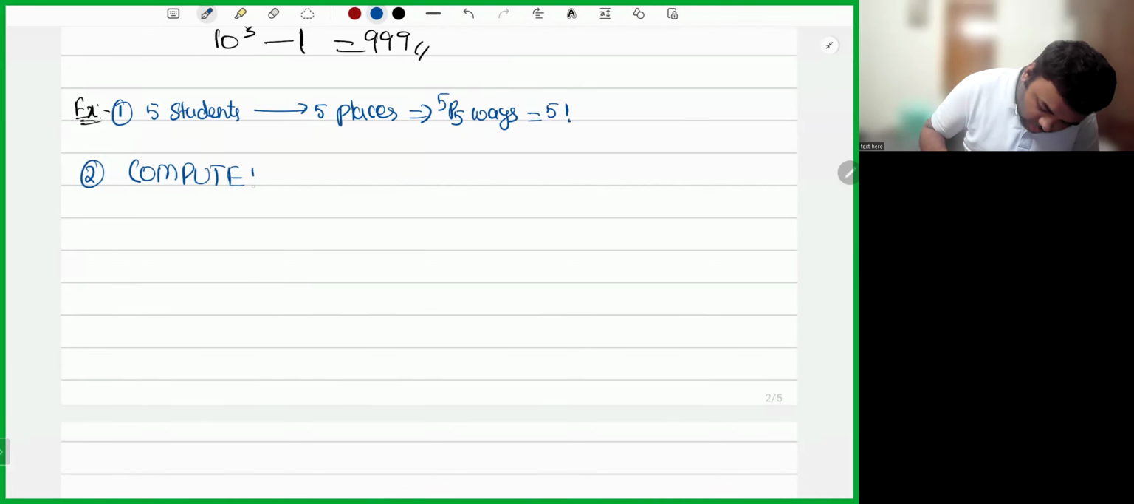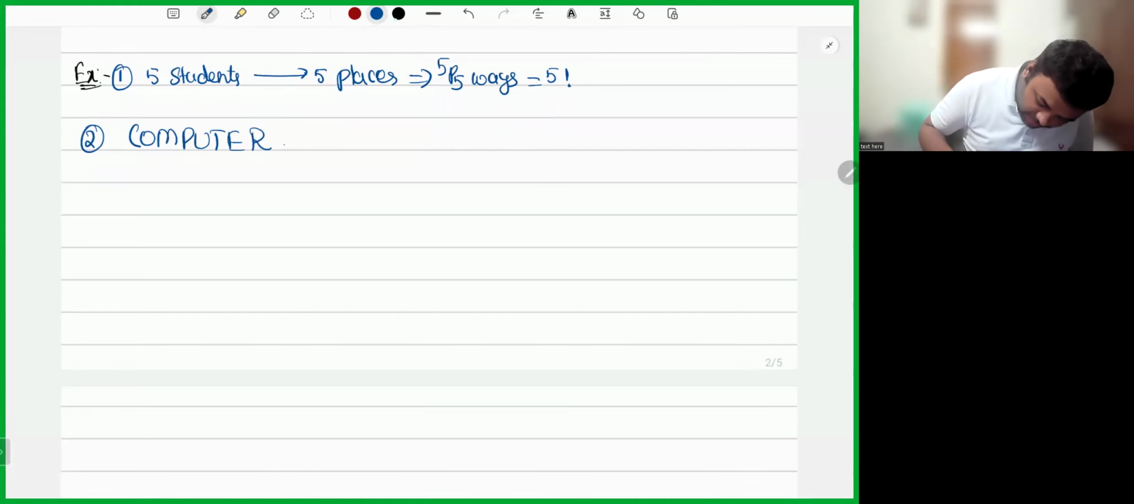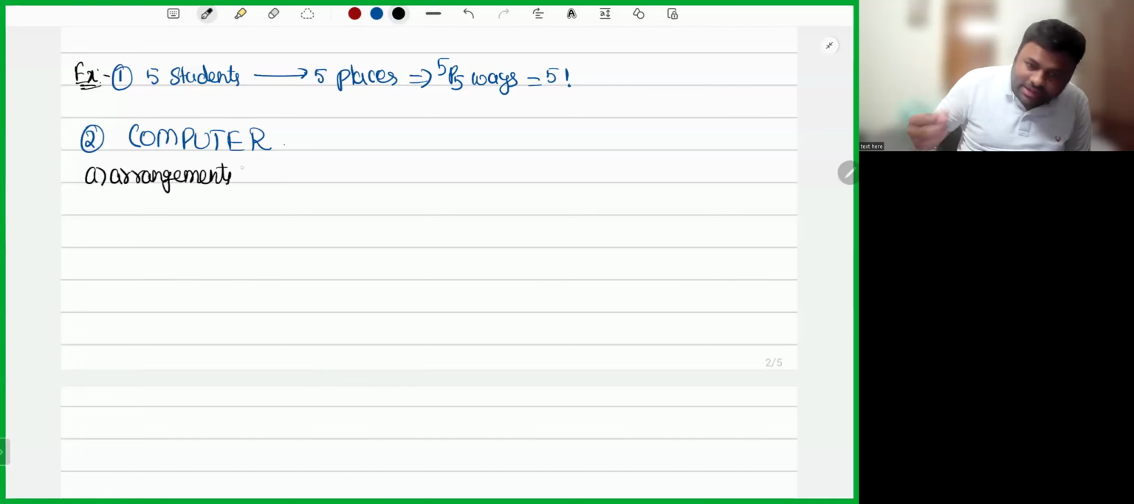Let us see so many possibilities for this one word computer. First possibility, point number A. How many arrangements are possible for the word computer? Now, how many letters are there in the word computer? 1, 2, 3, 4, 5, 6, 7, 8 letters are there.